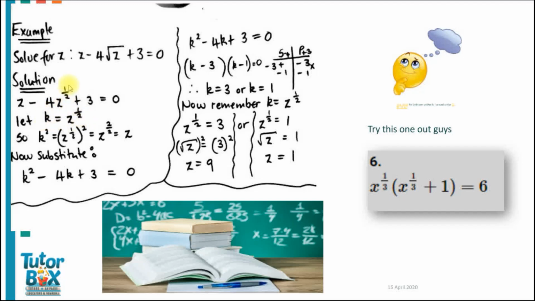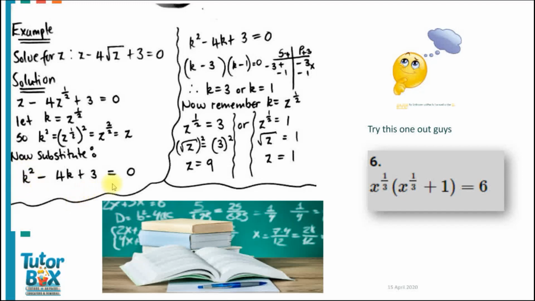So you always let k equal to this. If it's not clear that it's a quadratic, just let your k be equal to your variable for the second term. So let k be equal to z raised to the power of half. Then k squared, if you square this, you get z raised to the power of 2 over 2, which is equal to z. So k is this and k squared is that. Therefore, we have a quadratic equation. Now you substitute.